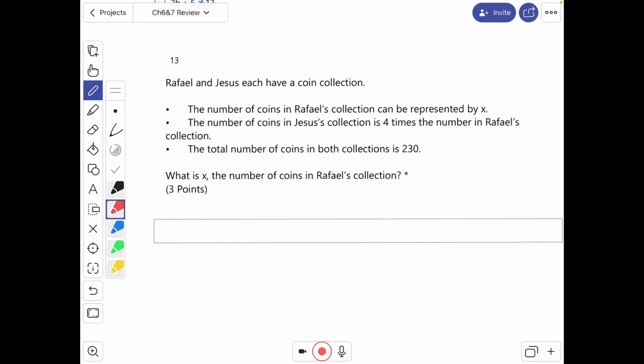Number 13. Raphael and Jesus each have a coin collection. The number of coins in Raphael's collection can be represented by X. The number of coins in Jesus' collection is 4 times the number in Raphael's. The total number of coins in both collections is 230. What is the X number for coins in Raphael's collection? So Raphael has X, and Jesus has 4 times that. So 4 times X. And if we total them, that means add, they're going to equal 230.